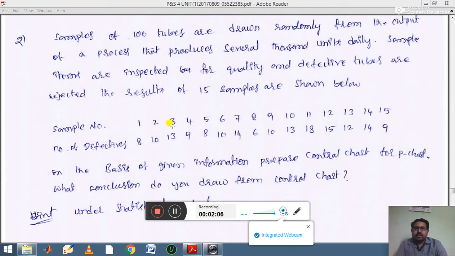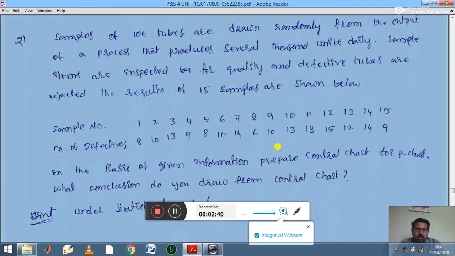Along the x axis you need to take sample numbers 1 to 15. Along the vertical line you need to take number of defectives, D values. So you take an appropriate width between two numbers along the vertical line. Better you take 0, 2, 4, 6 like that on the vertical line. Then you mark the corresponding points, then join all these points. Then you look at the values, whether these plots are coming within UCL and LCL or going beyond UCL and LCL. So you need to find.